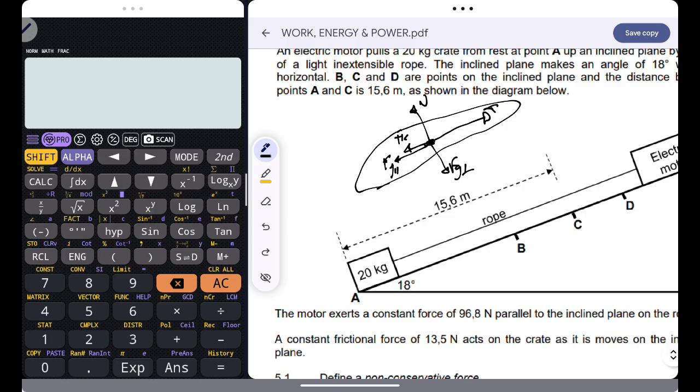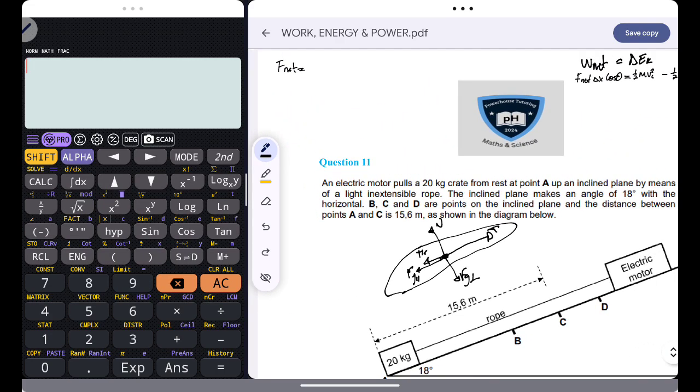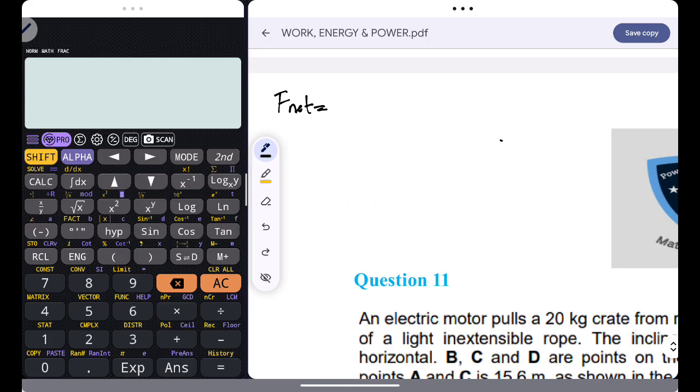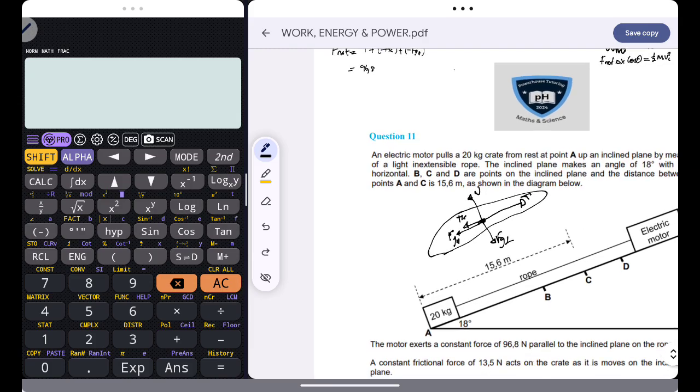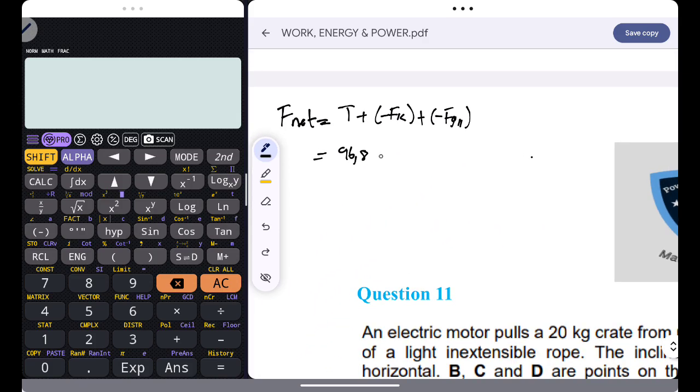So the only positive force, because I always take the direction of motion as positive, is the tension. The others are negative because they are opposing the direction of motion. So this will be tension plus a negative kinetic friction and a negative Fg parallel together. So I'll simply have tension, I was given 96.8, let me confirm. Yeah, 96.8, and then 13.5 for friction, minus 13.5.